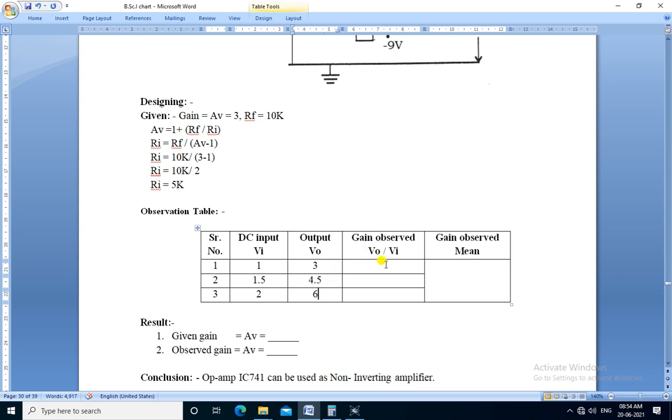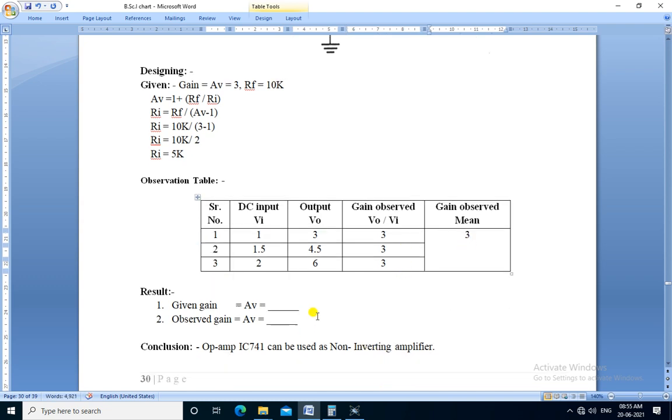Now we will calculate the gain for each reading. So for first observation, VO is 3 and VI is 1. So VO upon VI, that is 3 divided by 1, is equal to 3. For second, 4.5 divided by 1.5 is also 3. For third observation, 6 divided by 2, it is also 3. So mean gain of these 3 observations is equal to 3.